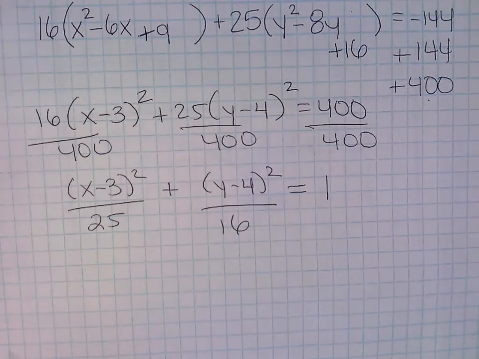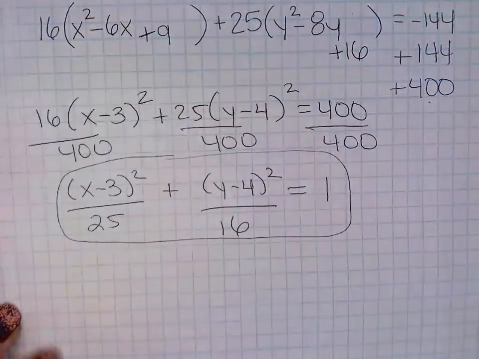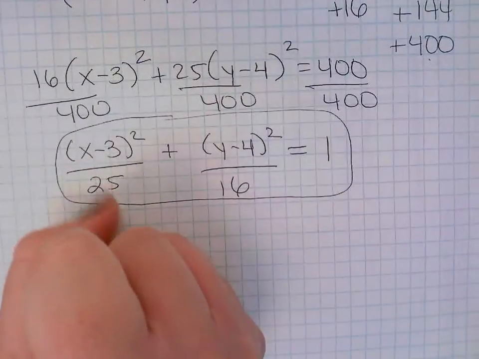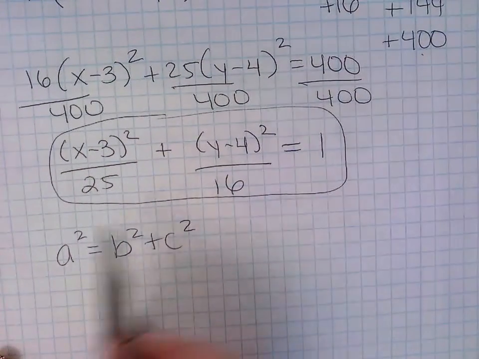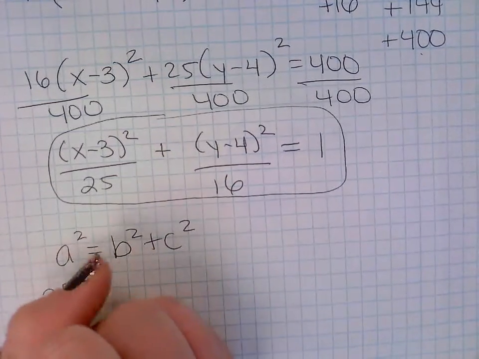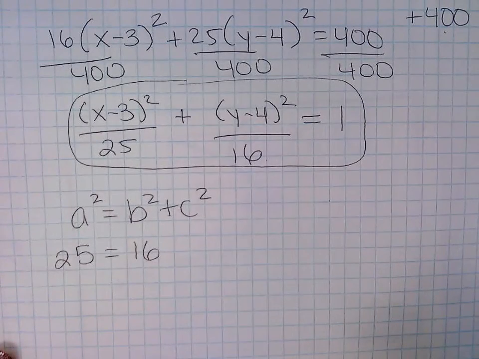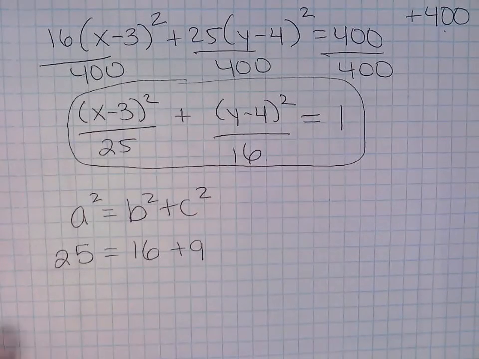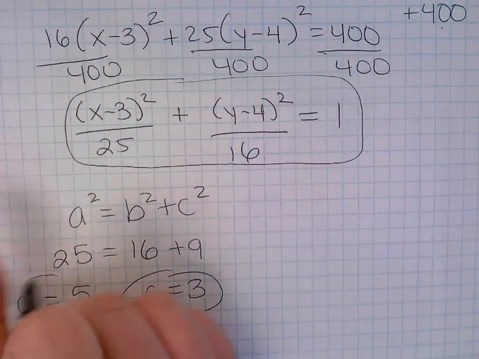So if you didn't have enough room to follow along, if you just want to write down this equation, this is the equation for number 13 that we have to figure out the eccentricity. So we're going to use that same equation, a squared equals b squared plus c squared. I know a squared, 25, the bigger number. I know b squared, 16. So this must be a Pythagorean triple, right? Because 16 plus 9 is 25. So c by itself is 3. a by itself is 5.